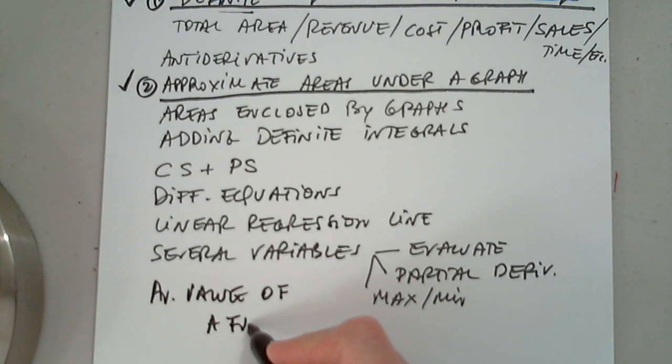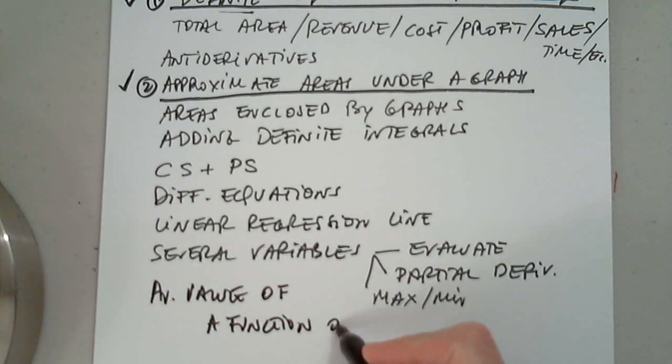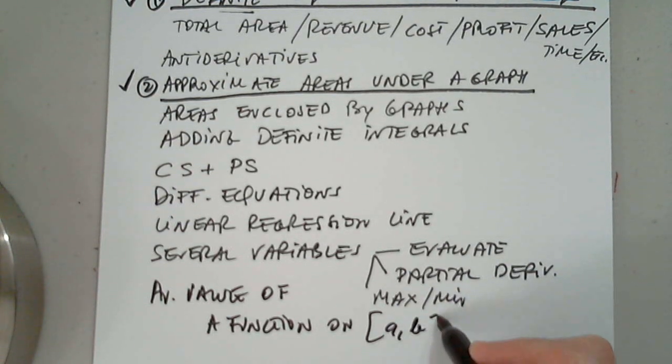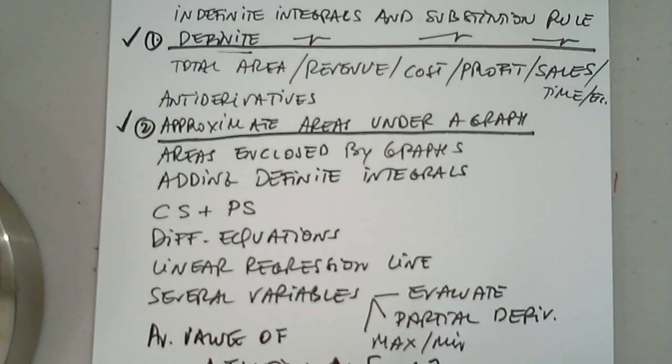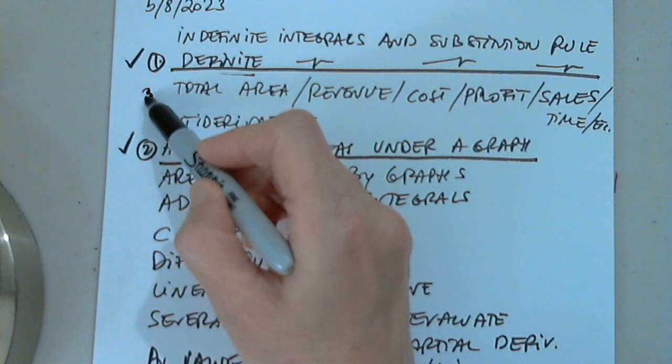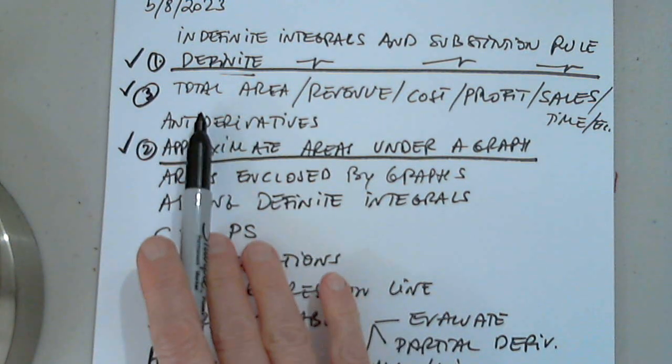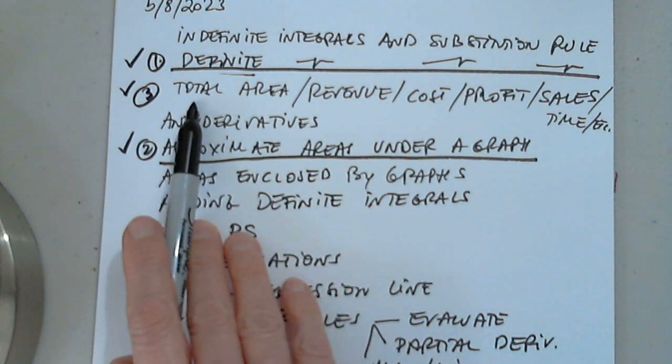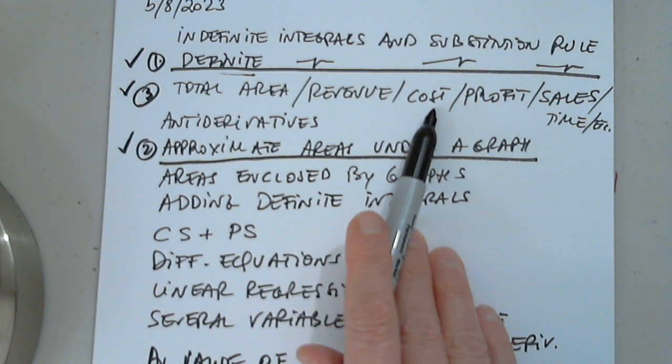And one thing I forgot to add here, average value of a function on an interval. Okay. So this is the same thing. So this number 3 is the same thing. In this problem, we were asked to find the total cost.